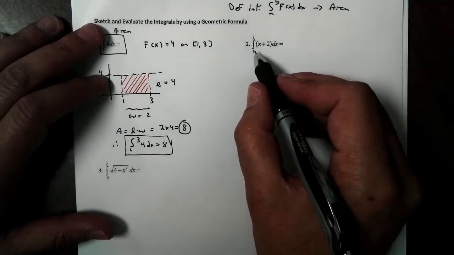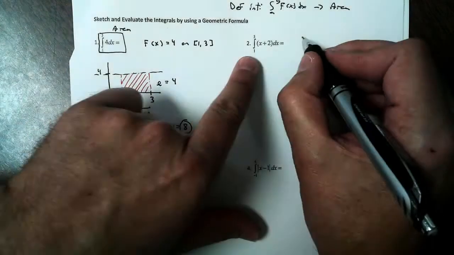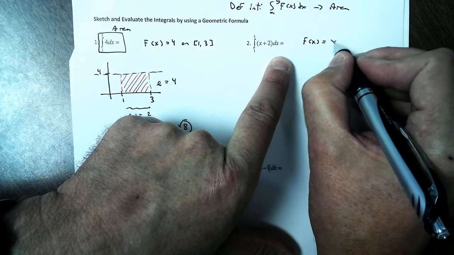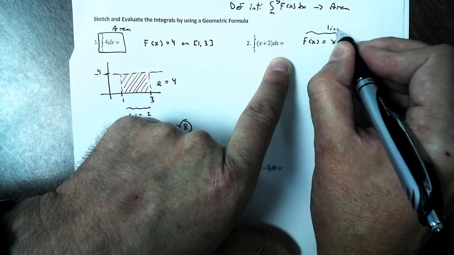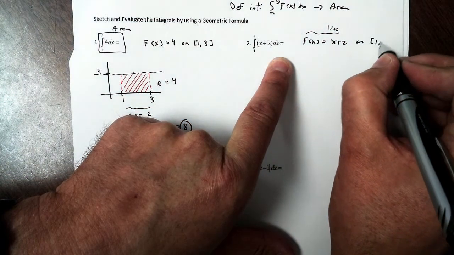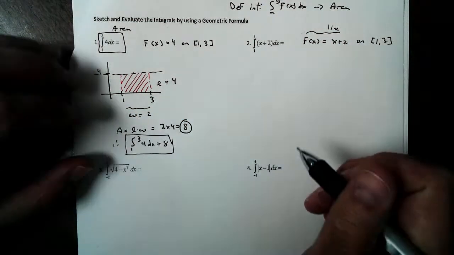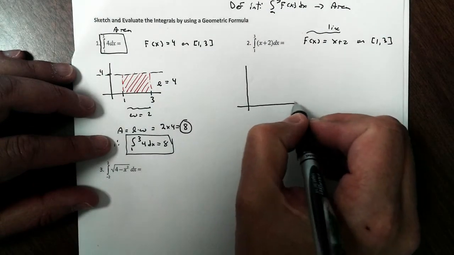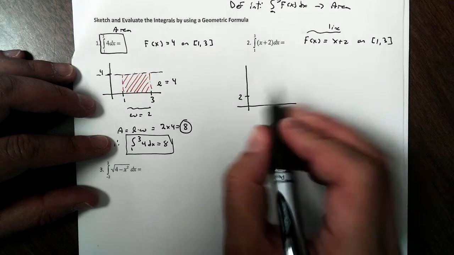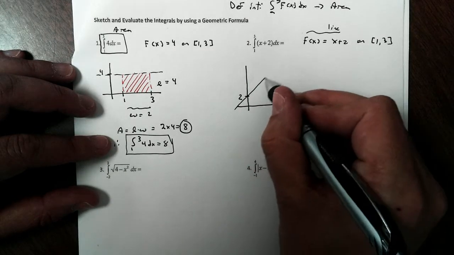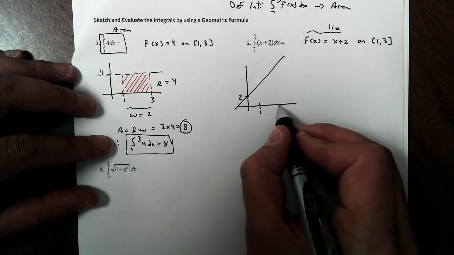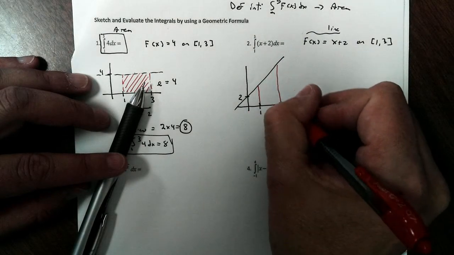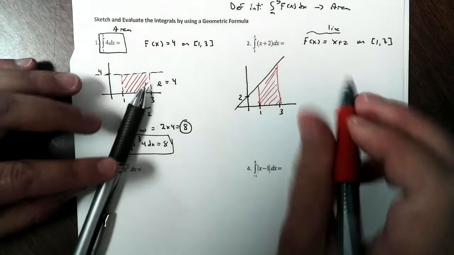So let's take a look at number 2. Again, I'm looking for the area, so we're looking for the area on the function f of x equals x plus 2. Notice this is a line on the domain 1 to 3. So I'm going to sketch it. I want to see it. X equals 2. It doesn't have to be perfect. There it is. There's 2. It's a positive slope for a line. It goes up. And I'm looking for the region between 1 and 3. So I am looking at this region right here.